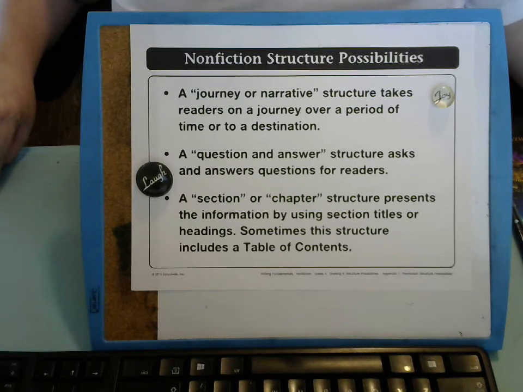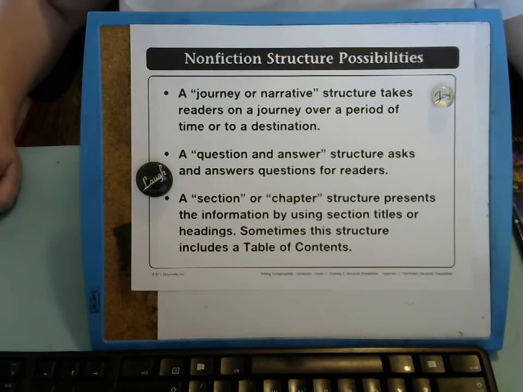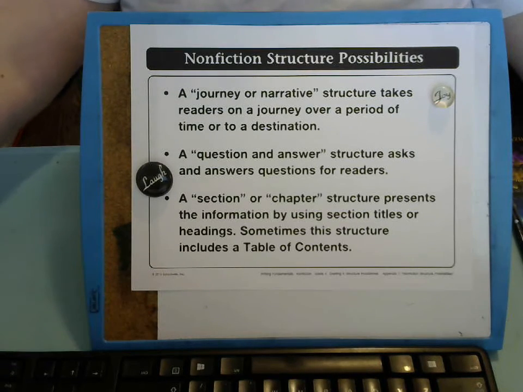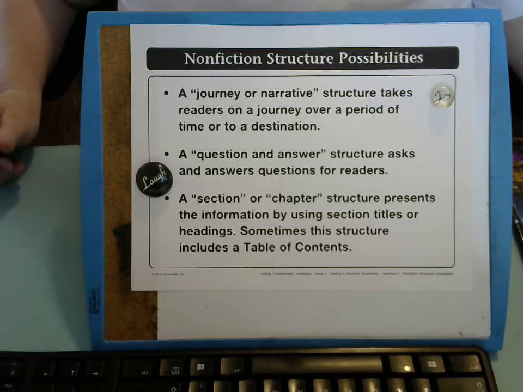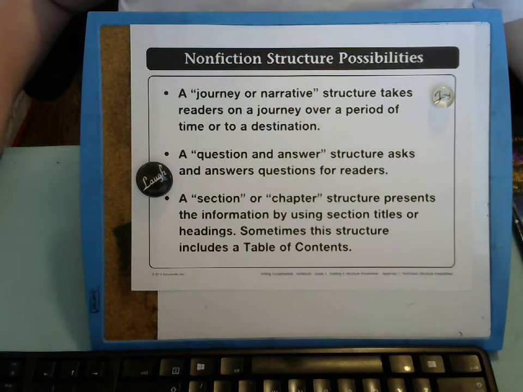Okay, so the first bullet says a journey or a narrative structure. It takes readers on a journey over a period of time or to a destination. This text structure is going to sound kind of like a story. It might sound a little bit like realistic fiction, or it might sound a little bit like something that is more story-like, but it's going to have those nonfiction features in there too. Your concrete details are going to be related to the research that you did last week.